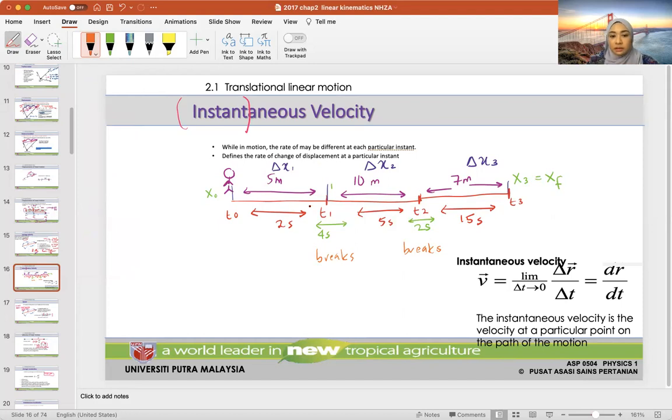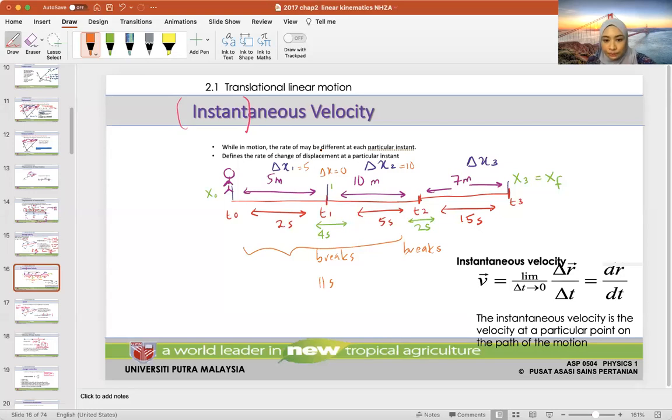This is not the average. This is 5 meter over 2 seconds. So she took a break for 4 seconds and then she traveled another 10 meter in 5 seconds. Okay, kalau tengok kat sini, total duration of time is 2 plus 4 plus 5. 6 plus 5 is 11 seconds. But only 2 seconds was used for the 5 meter and only 5 seconds was used for the 10 meter. So ada break kat sini. Apa yang terjadi kat break ni? Zero displacement. Okay, so x1 equals to 5, x2 equals to 10.